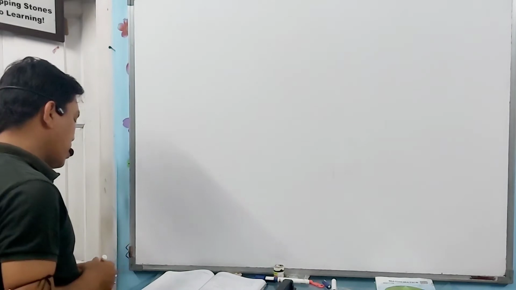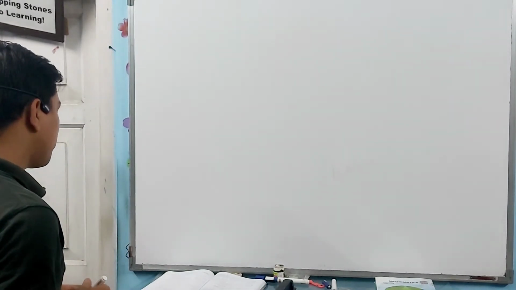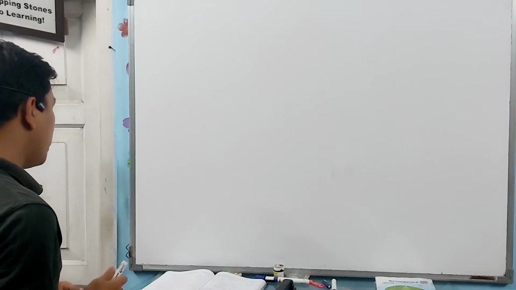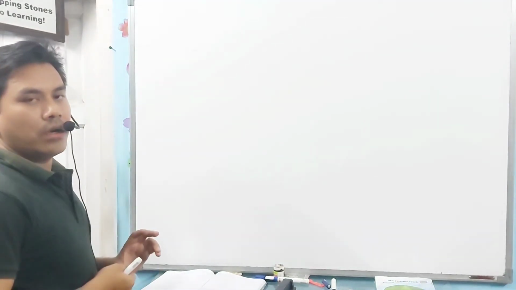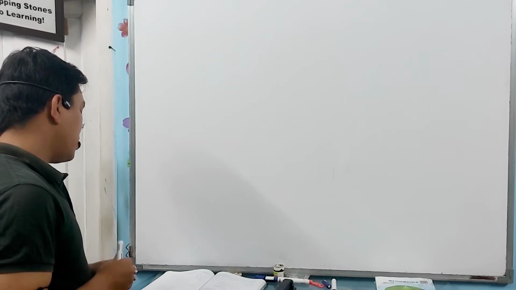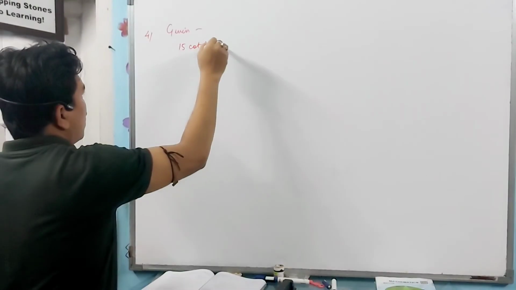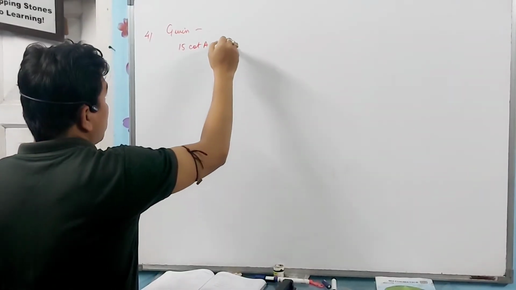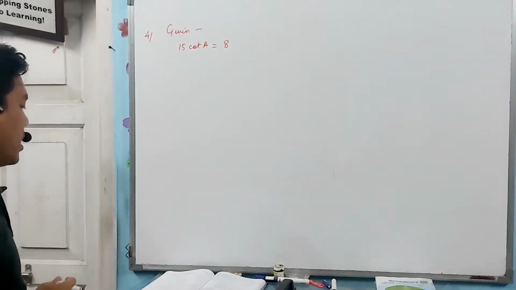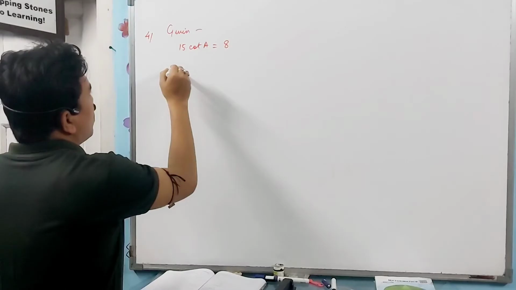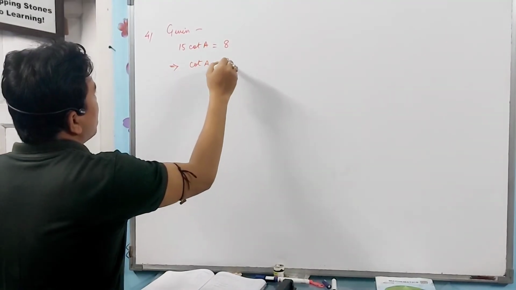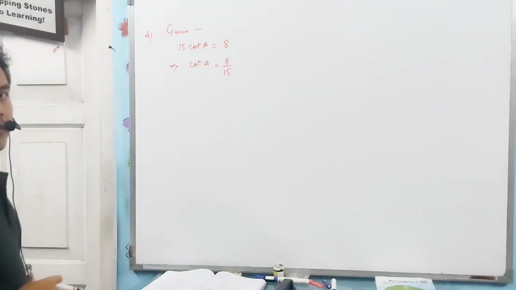Now let's start question number 3. Question number 3, I think we have already done before in the last class. So now we'll start question number 4. See, in question number 4 what is given? It is given that 15 cot A is equal to 8. Now we have to find out sin A and sec A. So 15 cot A is equal to 8. So can we write this as cot A equal to 8 by 15?